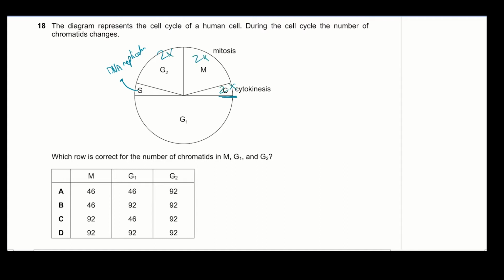So let's see the suggestions we have here. In M, as we said, it's going to be doubled, so it's going to be 92. And for G1, we just said when cytokinesis happens, the DNA halves, becoming the original number, so it's going to be 46. And for G2, this is the phase after DNA replication, so after the DNA has doubled, so it's going to be 92. The answer is going to be C.